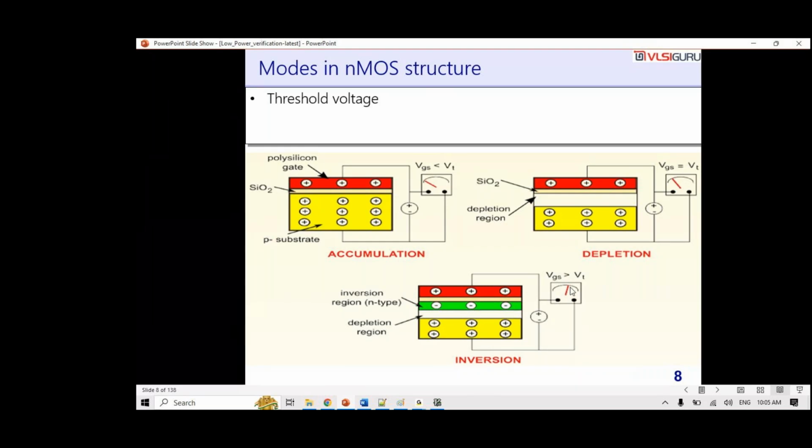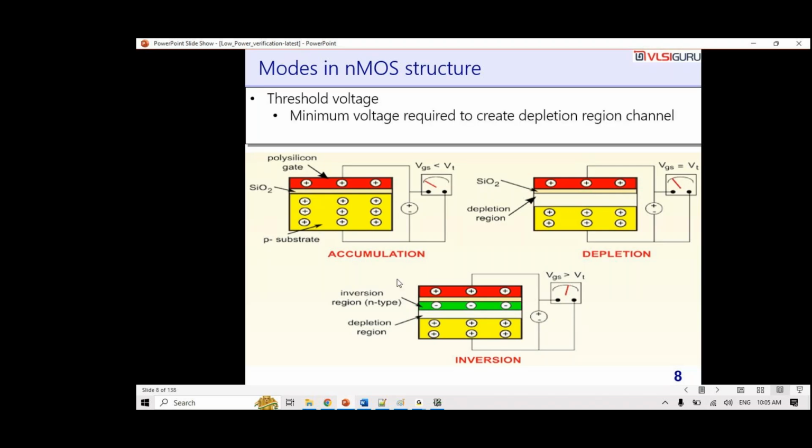There is a region where the current increases linearly as you increase the VGS, but there will come a point where it gets saturated, beyond which even if you increase the gate to source voltage, there won't be any increase in the number of electrons. That point is what we call the pinch off region. Okay, so we'll talk about all those aspects as well.